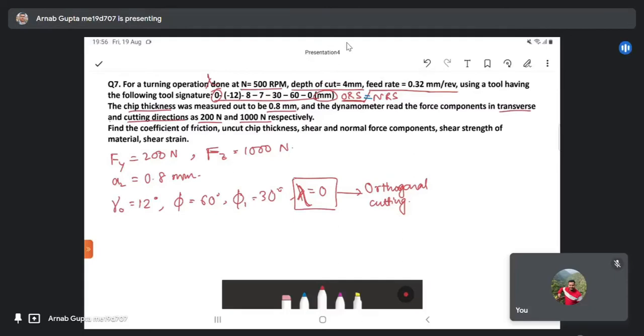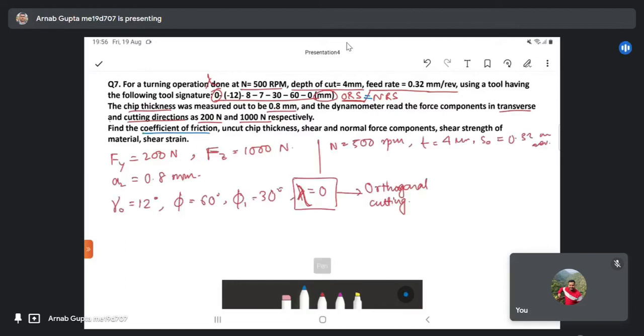You also have 500 RPM as the cutting speed, depth of cut is 4 mm and feed rate is 0.32 mm per revolution. Okay. So you have to find out the coefficient of friction.